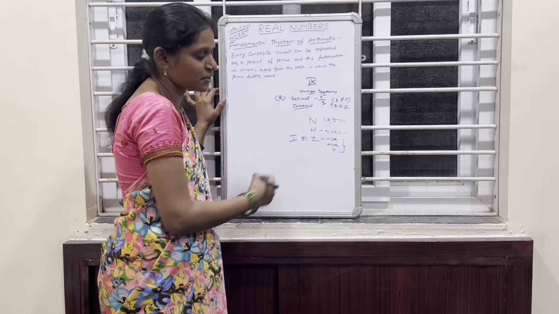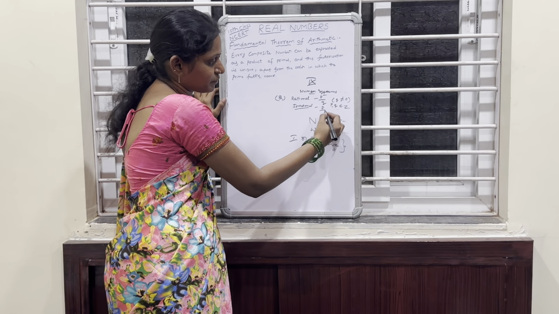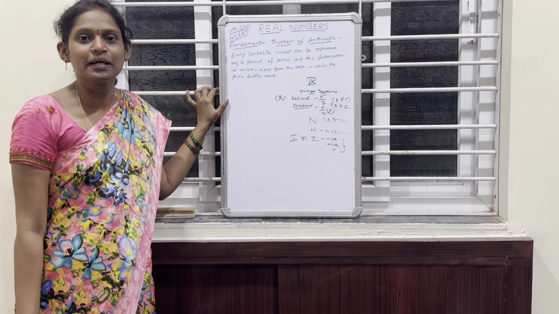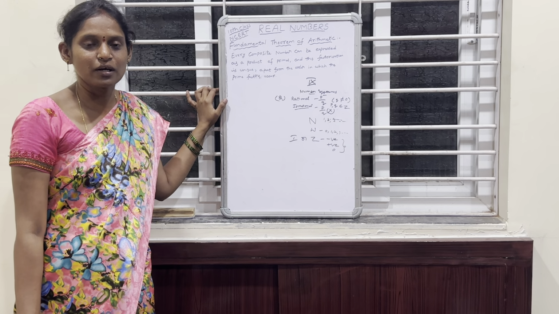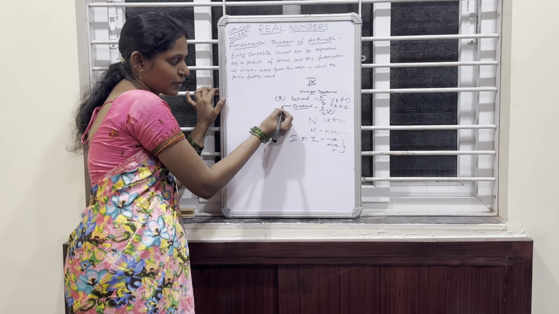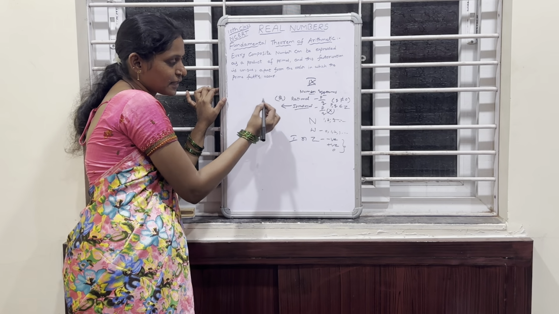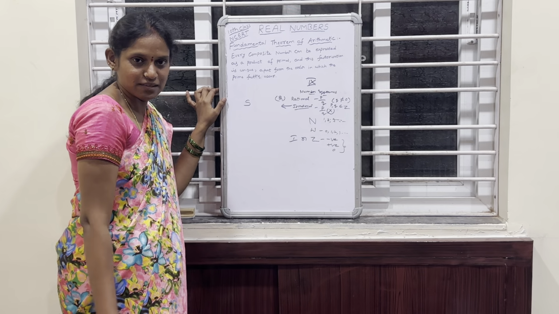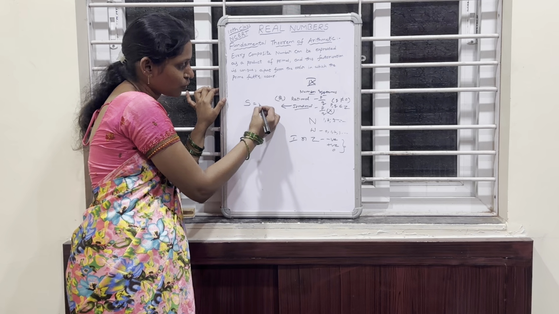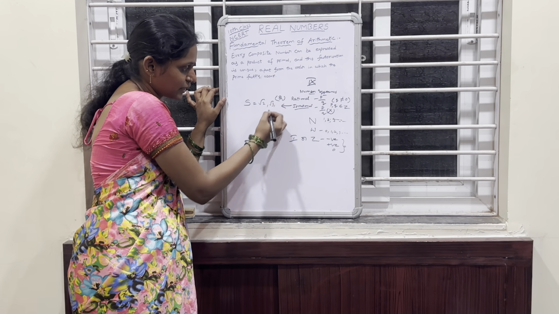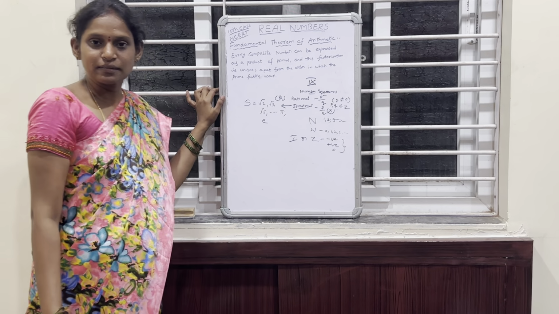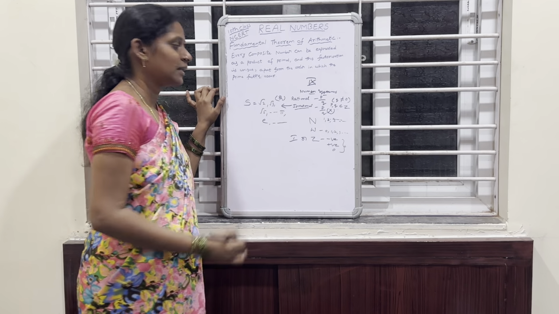Irrational numbers we cannot write in p by q form. They are called irrational numbers. I will give examples for irrational numbers. Irrational numbers we can represent by S. Here are root values: root 2, root 3, root 5 and so on, pi value, e value and so on. These are all irrational numbers.